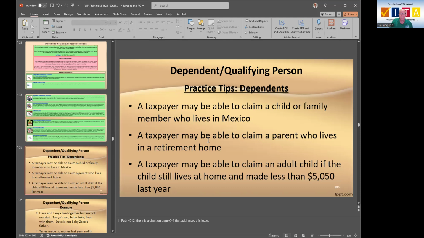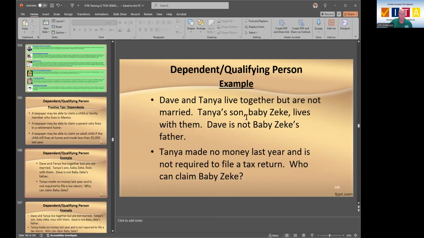A taxpayer might be able to claim an adult child. Your 28-year-old son loses his job and comes back to sleep on the couch, and as long as he made less than $5,050 a year last year, you might be able to claim him as a dependent. So keep those things in mind.